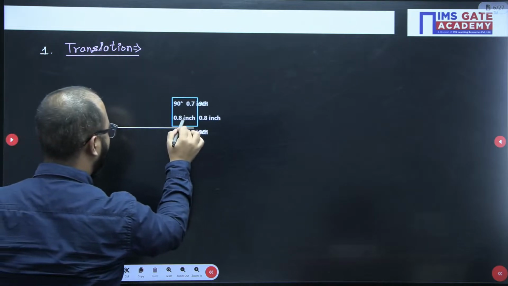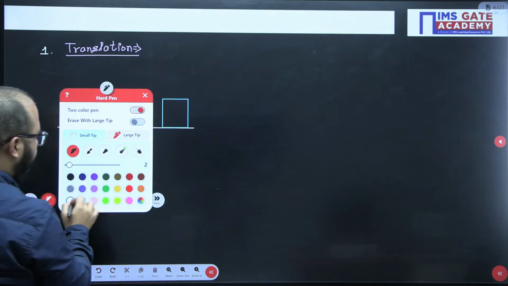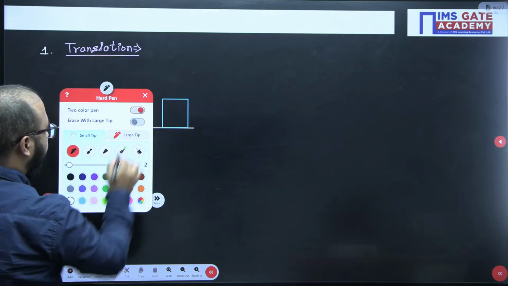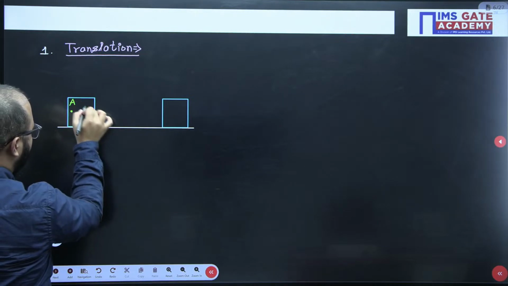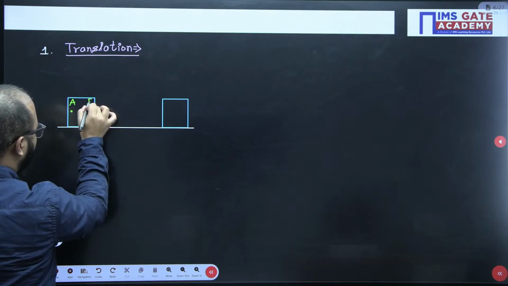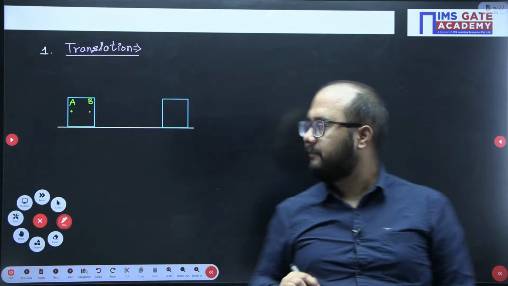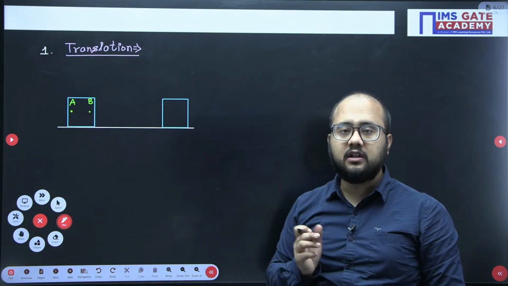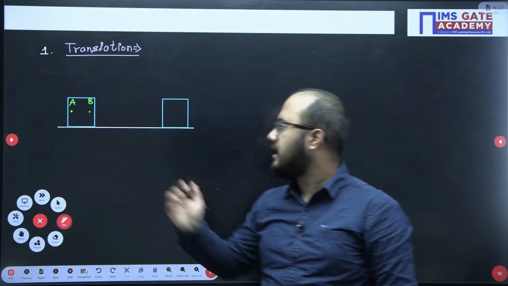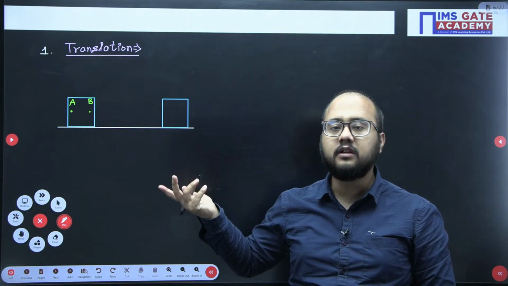Now it has moved till this point, right? Now everyone see, there are two different points I'm considering here, point A, point B. Now when this body has moved from this position to this position, you will notice that it is following a straight line path.